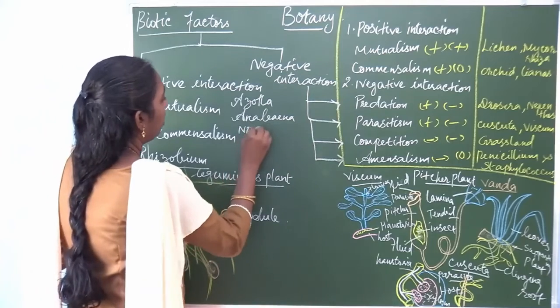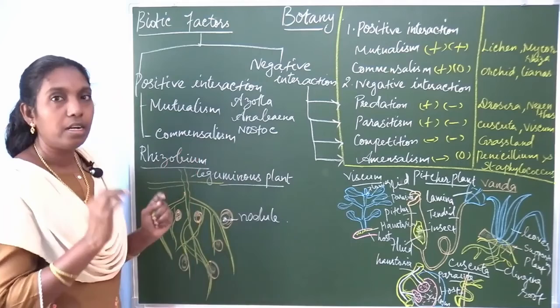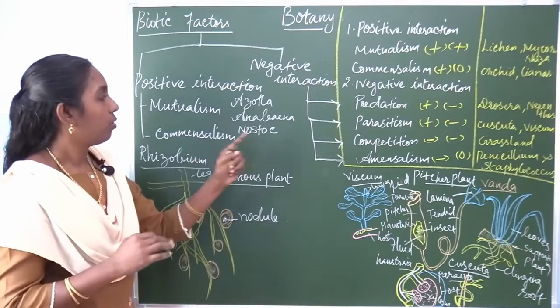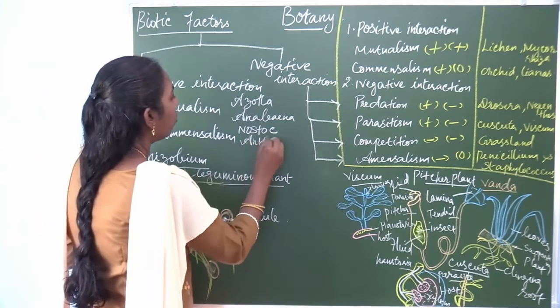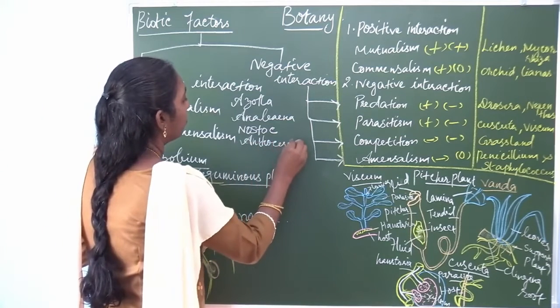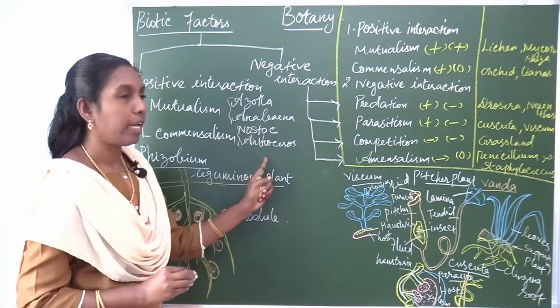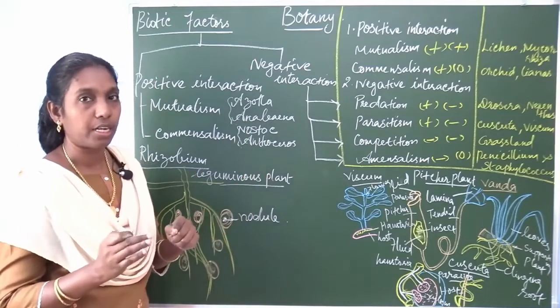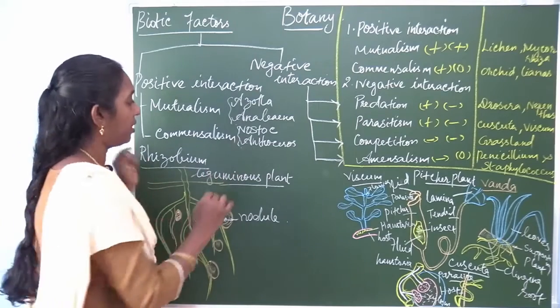Nostoc is one of the cyanobacteria which also lives with Anthoceros. Anthoceros is the bryophyte. So Nostoc and Anthoceros have a mutual relationship. Anthoceros is the bryophyte which fixes nitrogen, and both are mutually benefited.